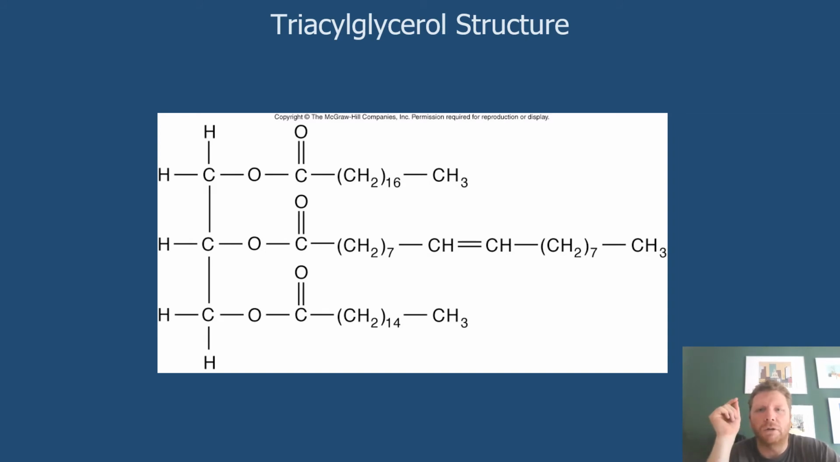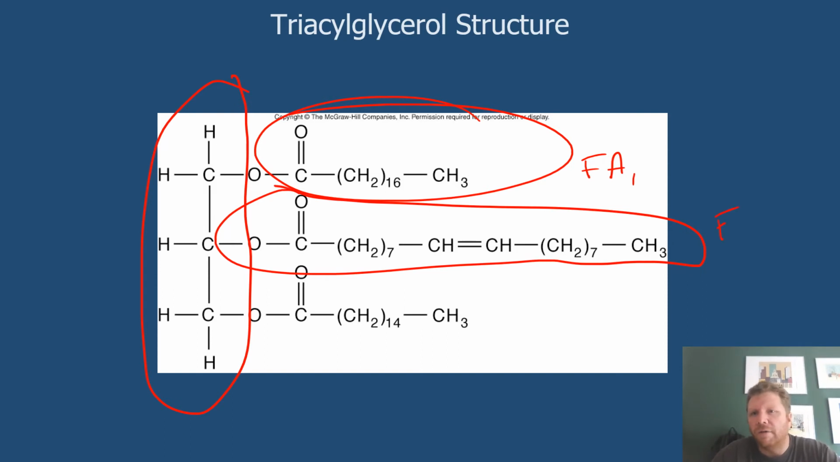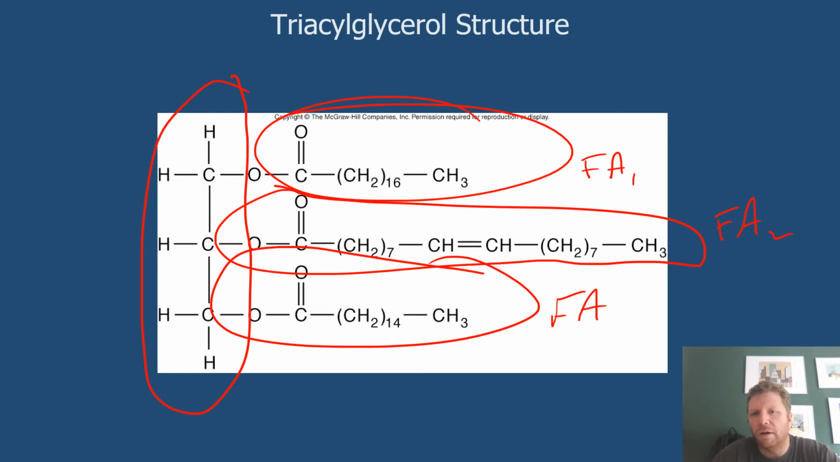So triacylglycerol structure, this is it. We've got our glycerol backbone, and then fatty acid, Fa1. We've got our second fatty acid, Fa2, and then our third fatty acid, which is Fa3. And there's our ester linkage between the two of them.